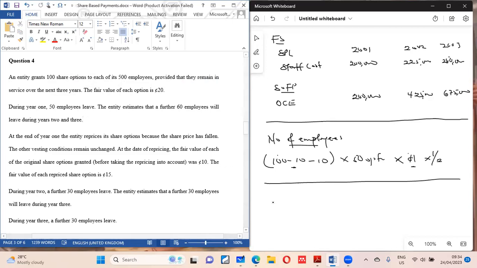So please, year 1, how many employees will be there? Come on, guys. What will be 500 minus 50 minus 60? Minus 50 minus 60. Is it true?